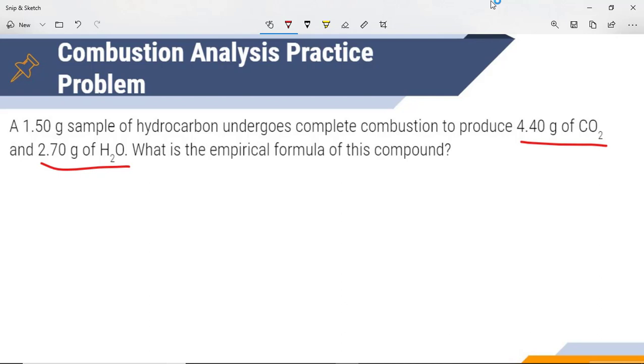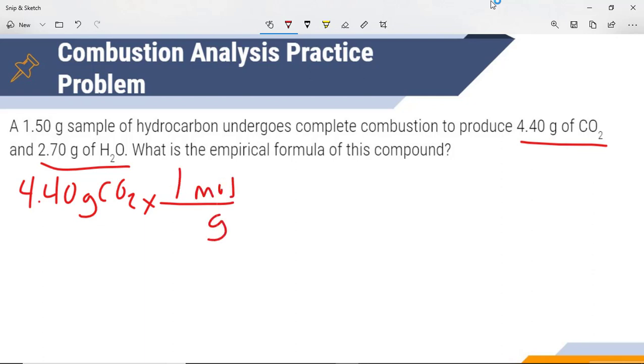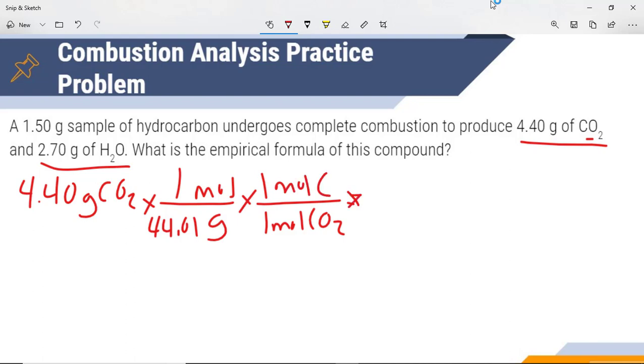So let's figure out how many grams of carbon are in 4.40 grams of carbon dioxide. We're going to do a little bit of dimensional analysis. Grams of CO2, and we're going to go grams to moles, just like we always do. Now for every 1 mole of CO2, because the subscript is 1 for carbon, we get 1 mole of carbon. And 1 mole of carbon is 12.01 grams. So we'll know how many grams of carbon we have in our sample.